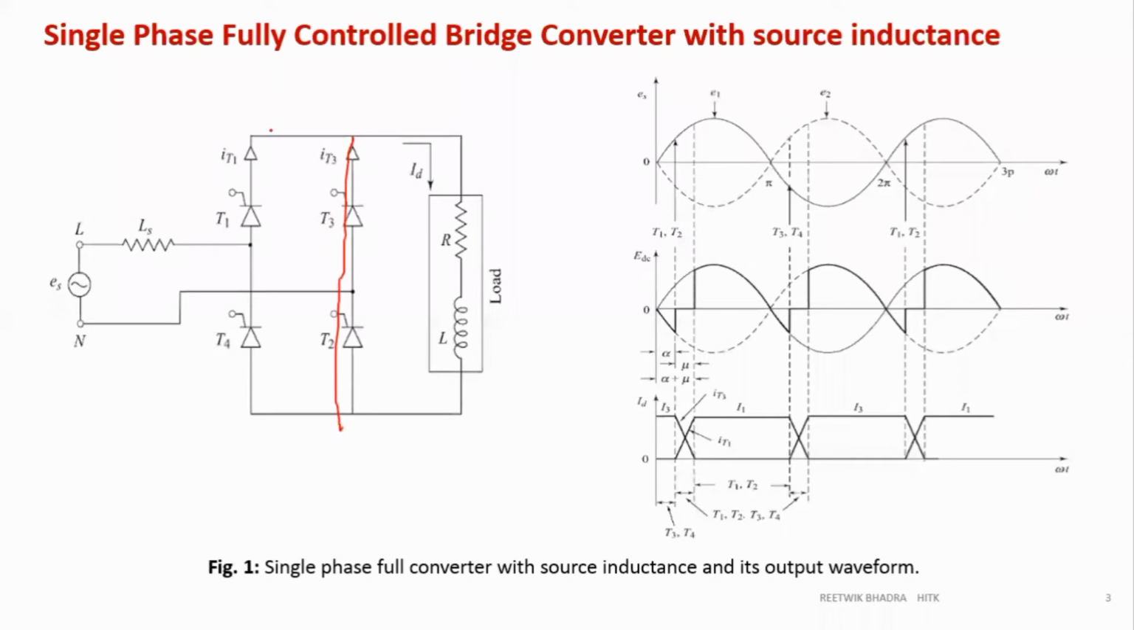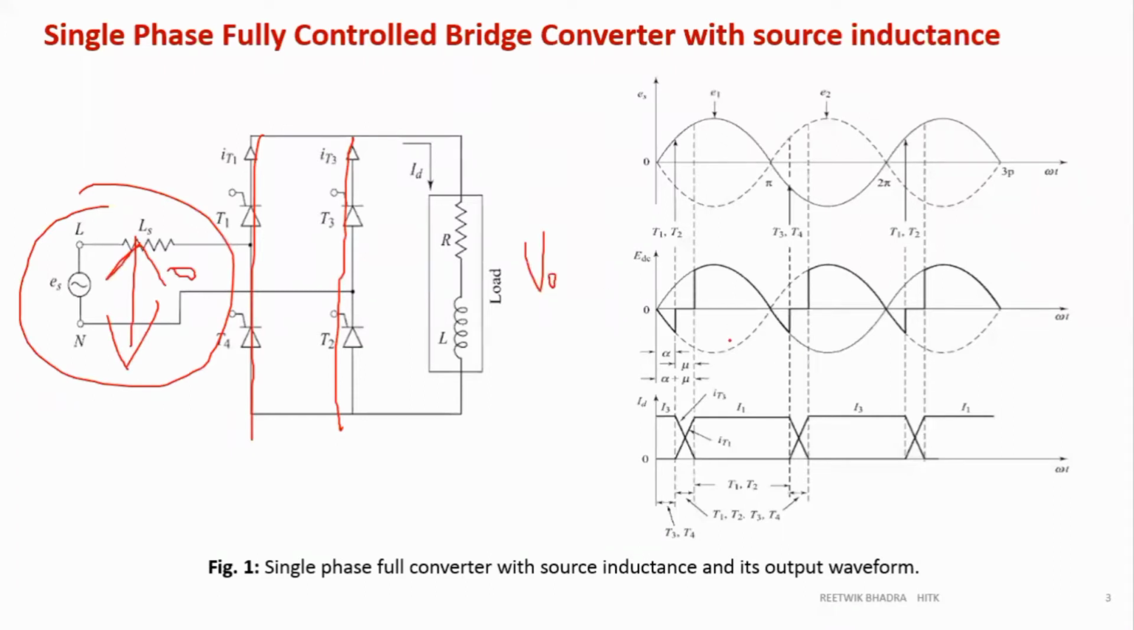if this conducts, this point is short circuit, so the source will be short circuited. So what will be the voltage over here? 0. So V0 will also be 0. So that's why during this portion, your V0 is 0.